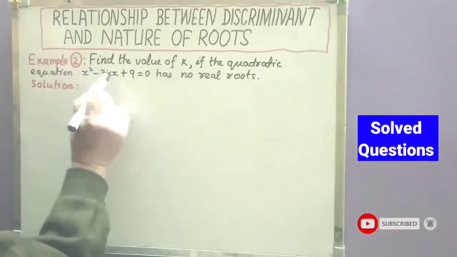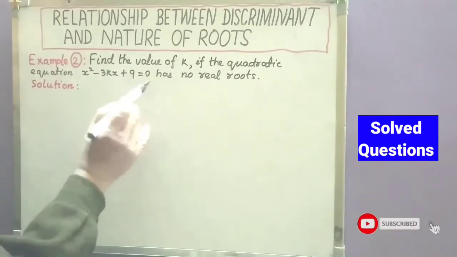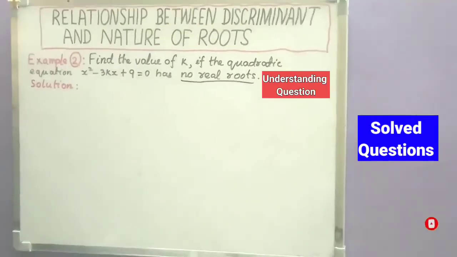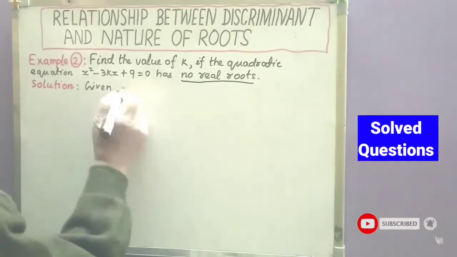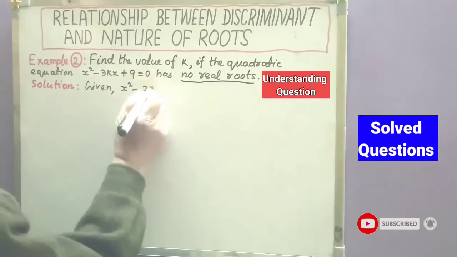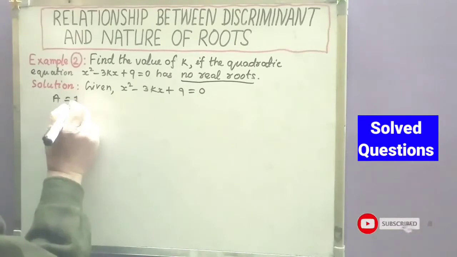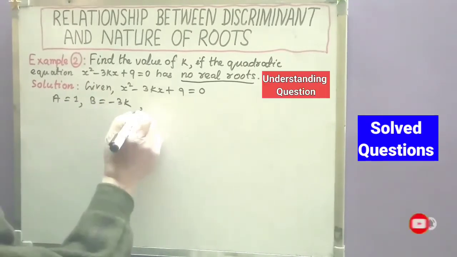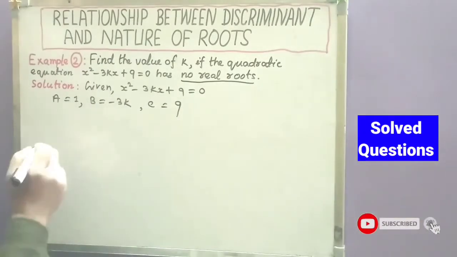Example 2. Find the value of k if the quadratic equation x square minus 3kx plus 9 equal to 0 has no real roots. Let's solve this question. Given x square minus 3kx plus 9 equal to 0. Comparing it with the standard equation, we get a equal to 1, b equal to minus 3k and c equal to 9.